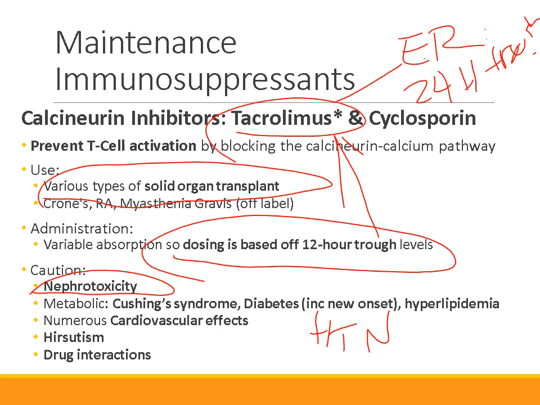So these are very effective, again, a mainstay of treatment for solid organ transplant, but they are not innocuous drugs. They are associated with a lot of toxicities, hence the need for monitoring and close monitoring of the dose.